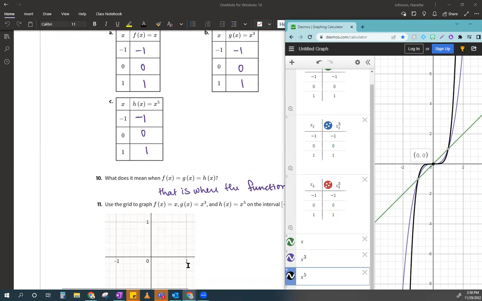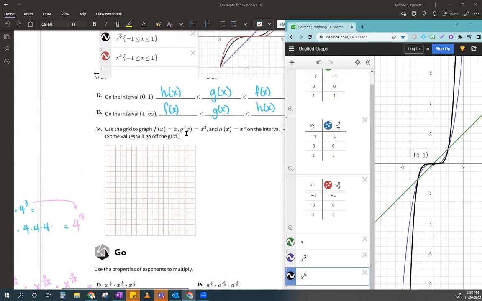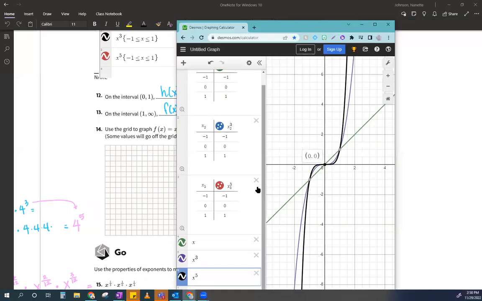Okay, so then our next question is 14, and it says use the graph to graph this. So again, the same functions, x cubed, and x to the 5th on this interval from -2 to 2. From -2 to 2. Okay, so you want me to just go from -2 to 2. So I'm going to now use these guys here. And I'm going to use this, and I'm going to say -2 less than x less than 2. Oops, I did that wrong. Did I? No, I didn't.